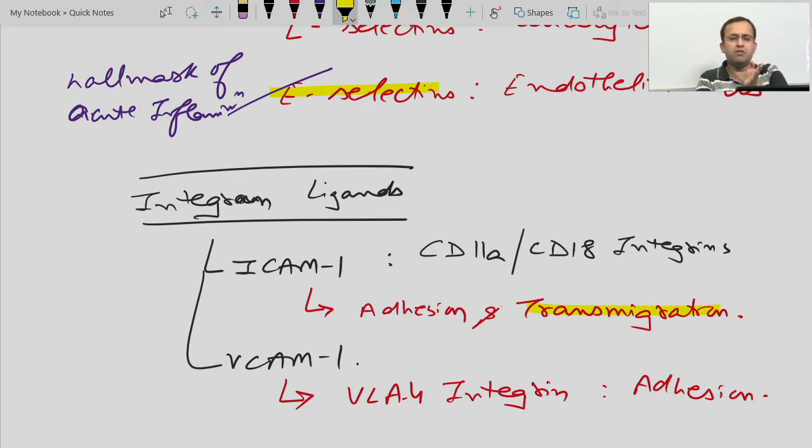Next point, which is the main mediator for diapedesis? CD31 or PECAM. PECAM is platelet endothelial cell adhesion molecule. CD31 or PECAM.